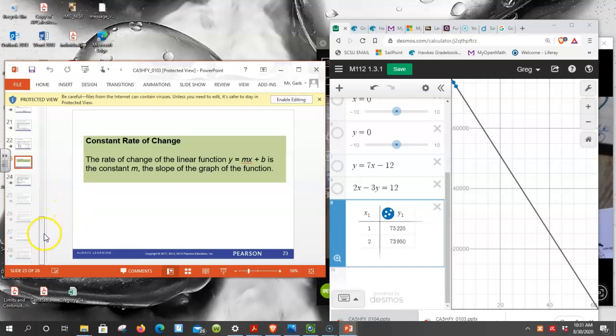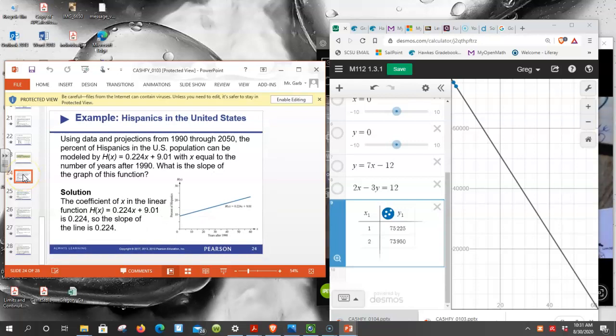So, rate of change: y equals mx plus b. The m is the rate of change. The m is the slope. So in this case right here, the slope is 0.224. So this is talking about the number of Hispanics in the U.S. population, the percent of Hispanics. So every year, the percent of the Hispanic population goes up by 0.224. I better stop it there.